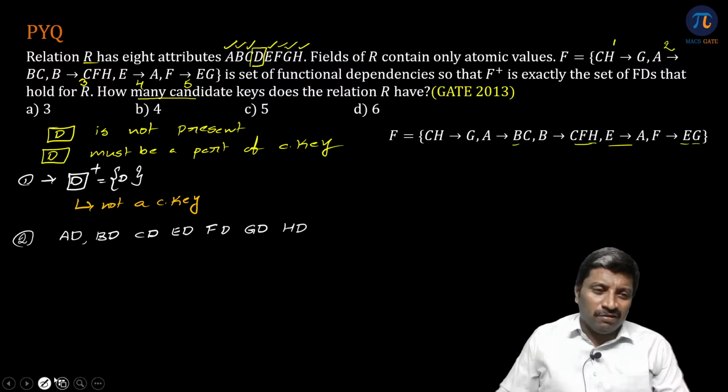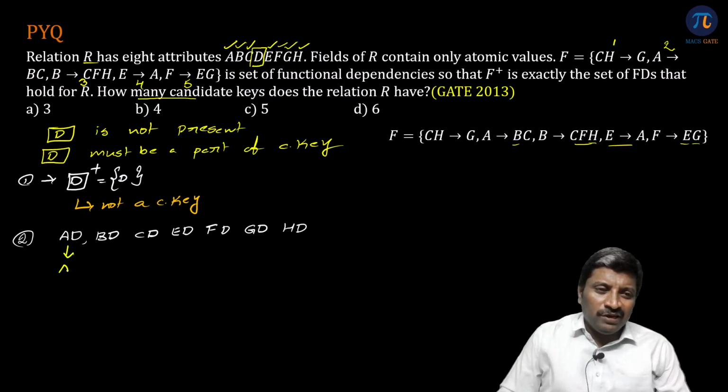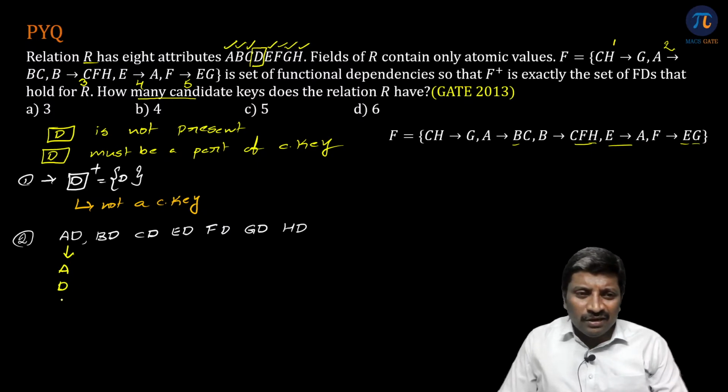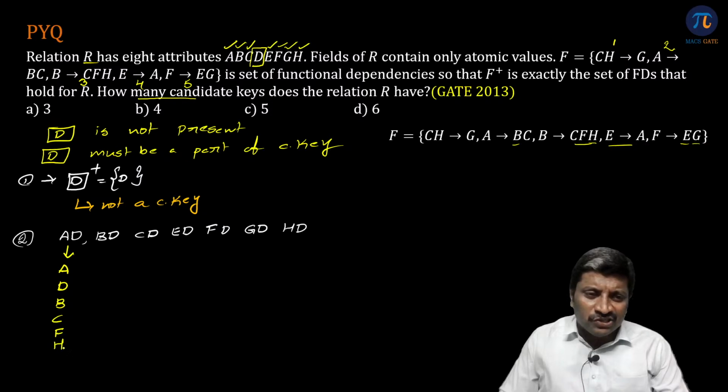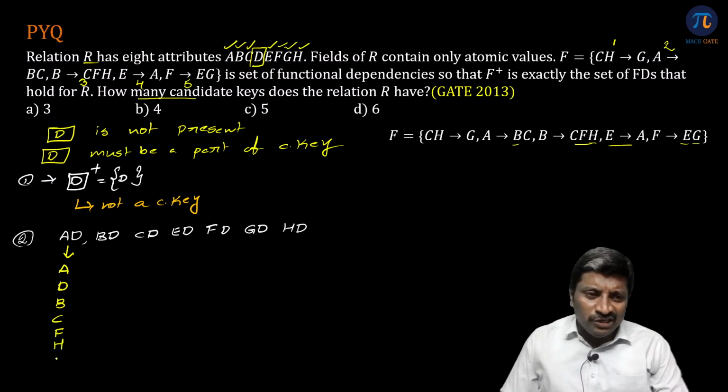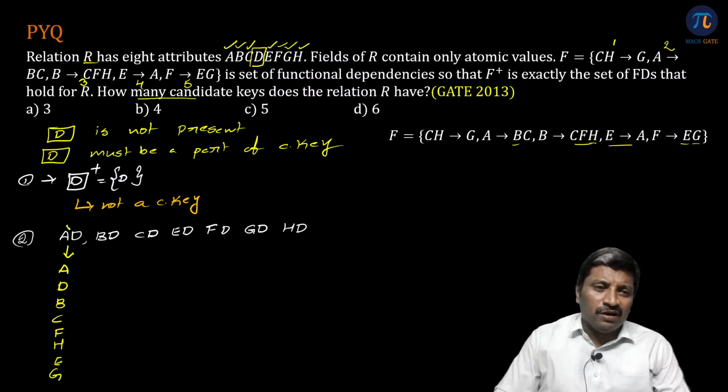So we need to find all these. Can we do it directly here? With AD, I can get AD. Anything else? With A, I can get BC. Then with B, I can get C, F, H. Okay, A, B, C, D, E, F. What about G? With F, we can get EG. So we got all attributes. It's a candidate key.